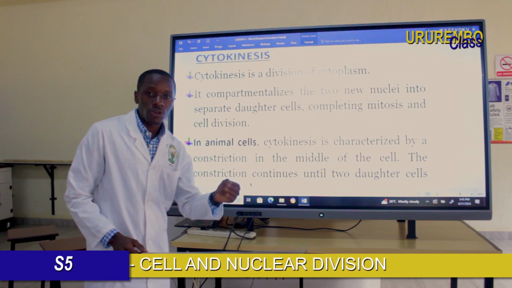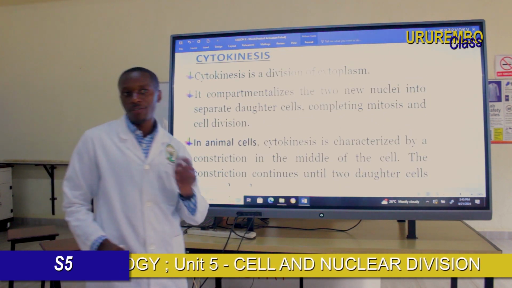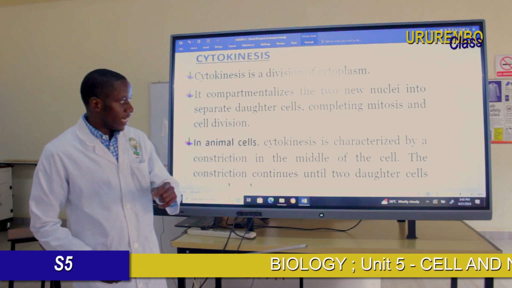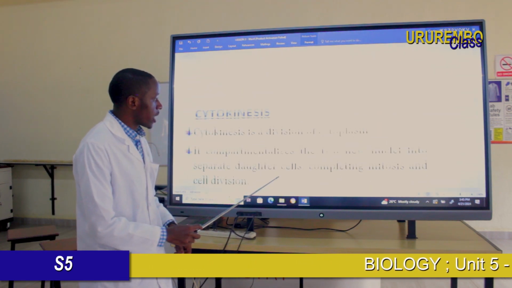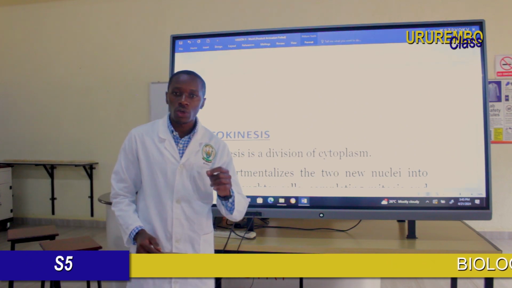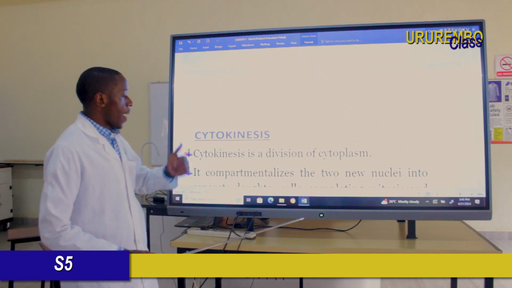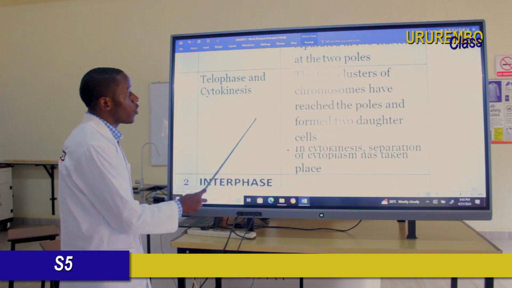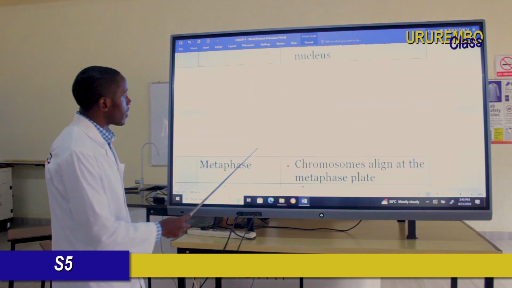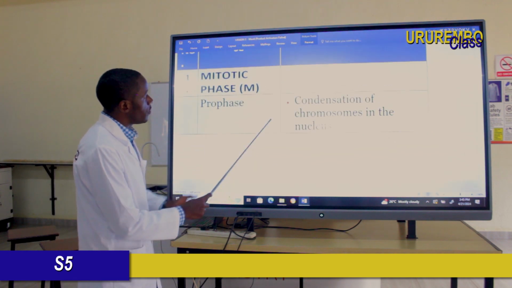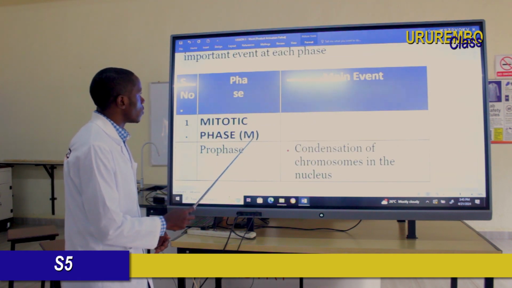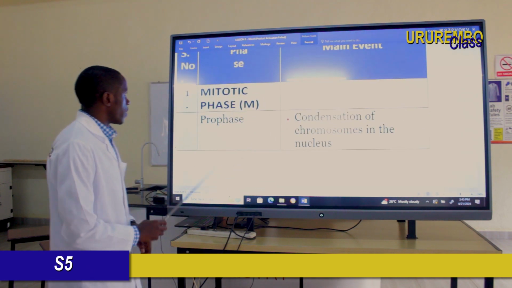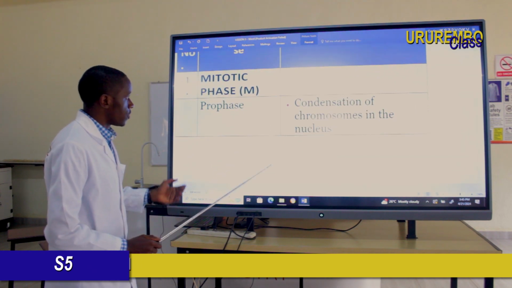But also, let's see a summary of events in interphase and mitotic cell division. Let us see a comparative table showing the events for interphase, mitosis, and cytokinesis. Here is a table summarizing these different events in interphase, mitosis, and also cytokinesis. Let us see the mitotic phase or M phase.